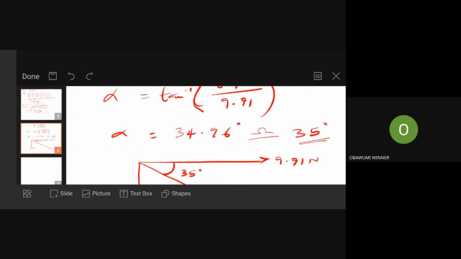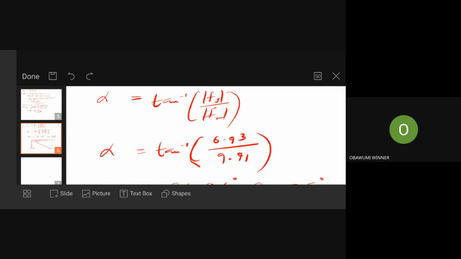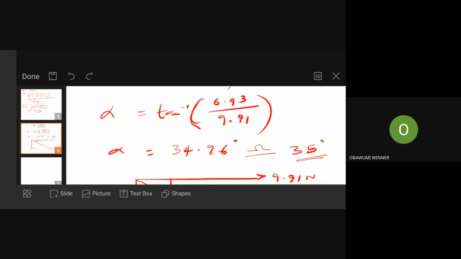The next thing for us to do would be to find the direction. And in finding the direction, we need to consider the formula that the direction alpha is equal to the tan inverse of f of y all over f of x, where the f of y, f of x must be in absolute value, so we don't bring in a negative sign. That's the idea. All right. So if you check, f of y has a negative value, but minus 6.93 in absolute value is actually positive 6.93.